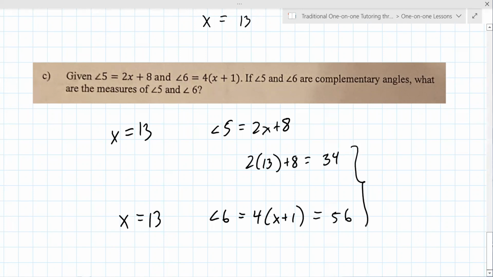Good. So do these two add up to 90? Because that's what complementary means. They add up to 90. Yes, they do. 4 plus 6 is 10, and 1 plus 3 is 4, 4 plus 5 is 9. Very good.